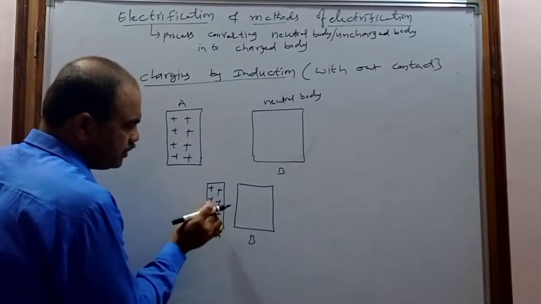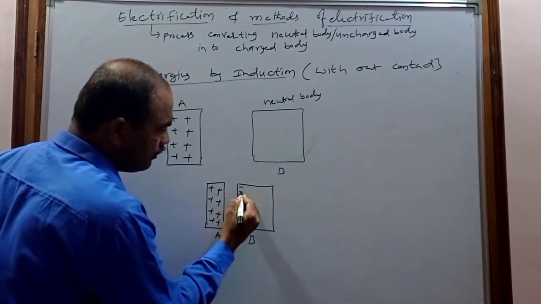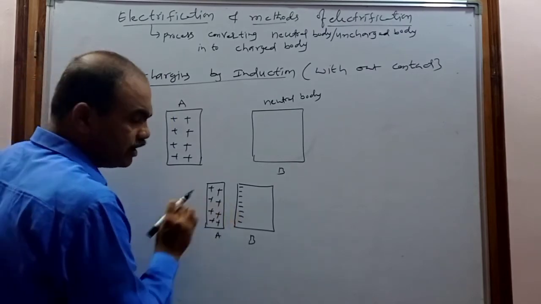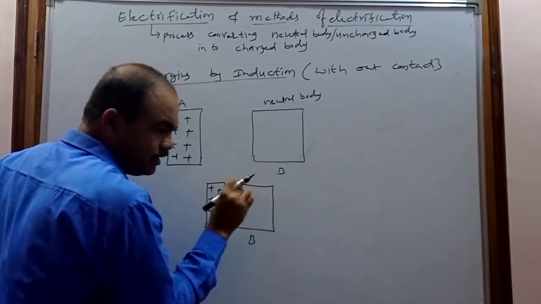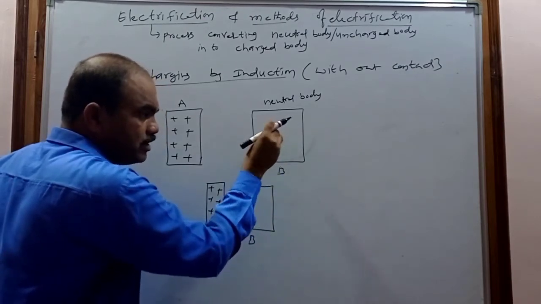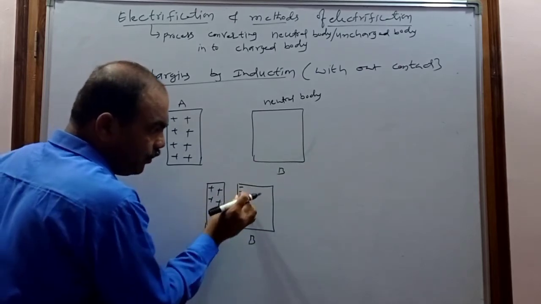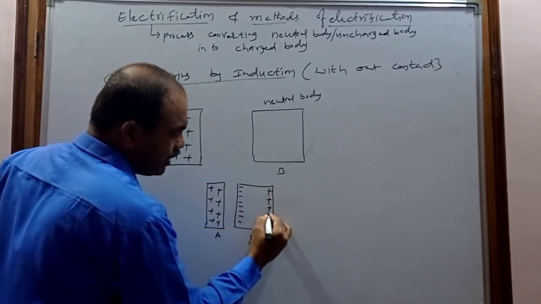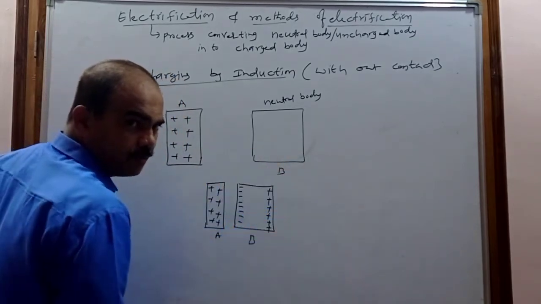Then what happens? This positive charge induces or develops the opposite charge at the near end of the neutral body. It repels the same charges inside this neutral body and attracts the opposite charge, because the neutral body contains positive charge and negative charge. So the charged body induces the opposite charge at the near end, and the same charge on the further side of the body.